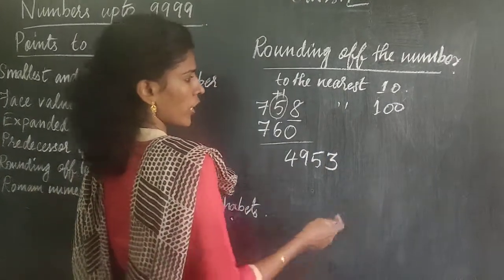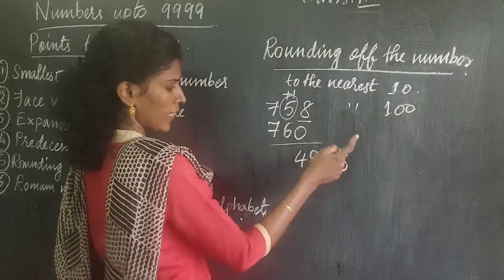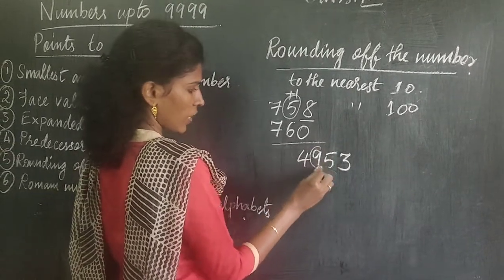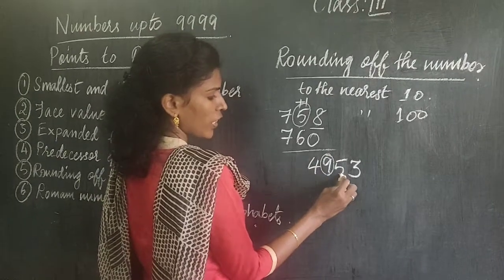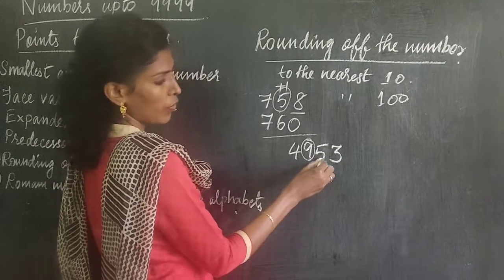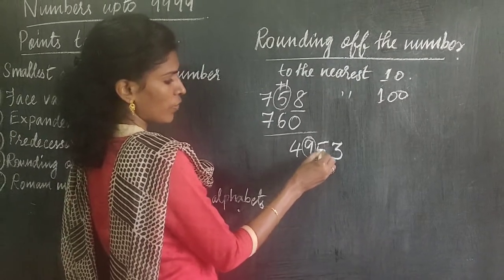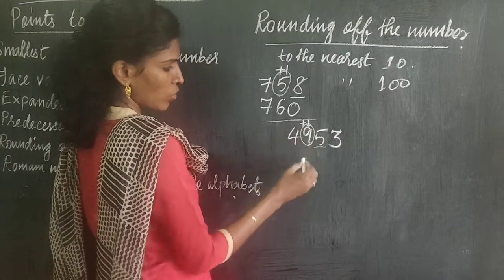So to round off to the nearest 100, you have to circle the number, mark the number in the hundreds place. Here in the hundreds place the number is 9. Then you have to look at the next number on the right side. Here the next number is 5, and this is equal to 5. Since it is equal to 5, you will add 1. So 9 plus 1 is 10.